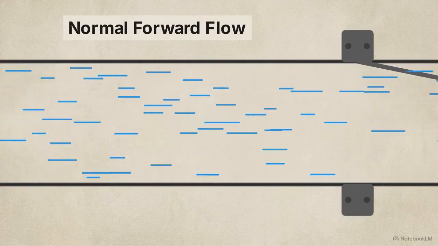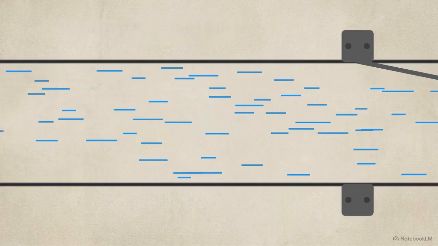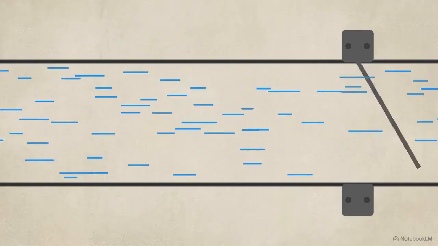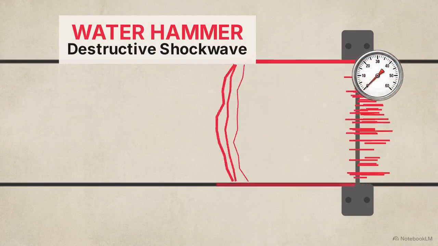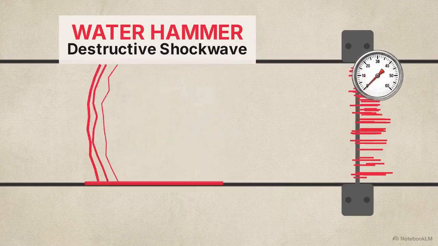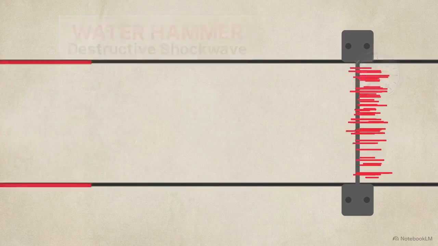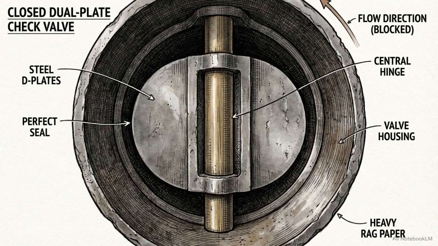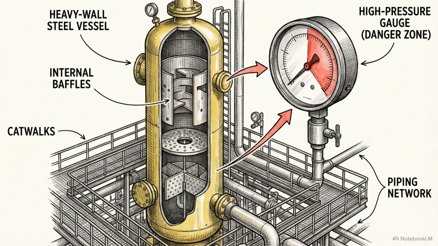If a slow closing valve allows fluid to reverse momentum before slamming into the closed disc, it triggers water hammer, a destructive pressure shockwave traveling backward through the pipe. To prevent this shockwave from shattering the compressor housing, specifying the fast closure of the dual-plate check valve is the only reliable solution. Our final node is the ultimate safety mechanism, protecting the high-pressure separator vessel.